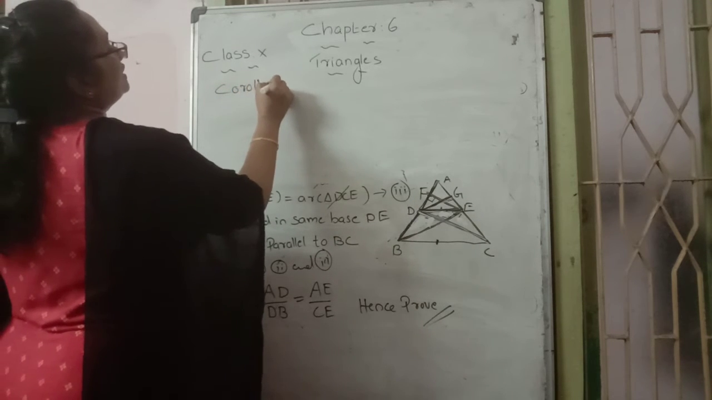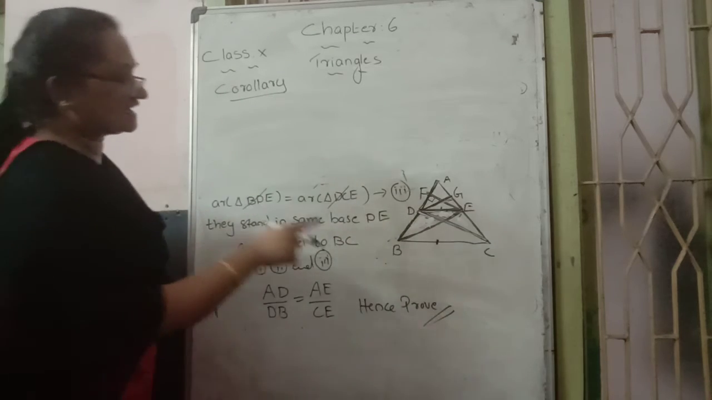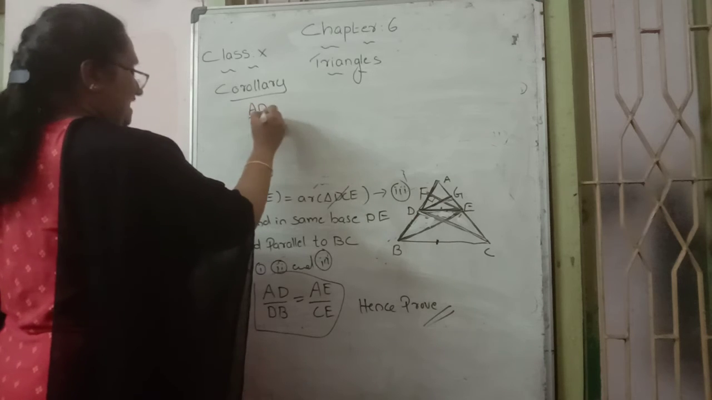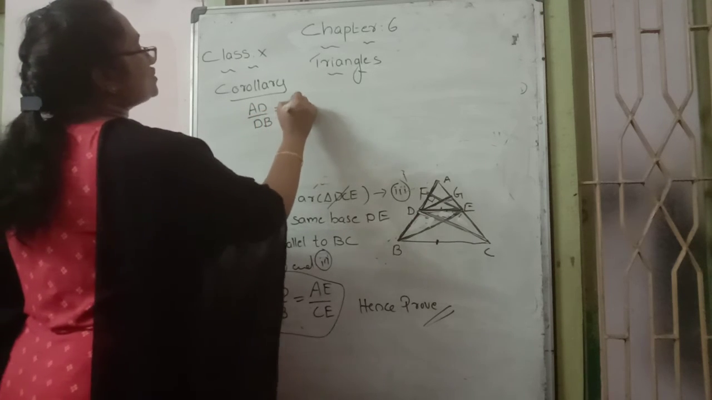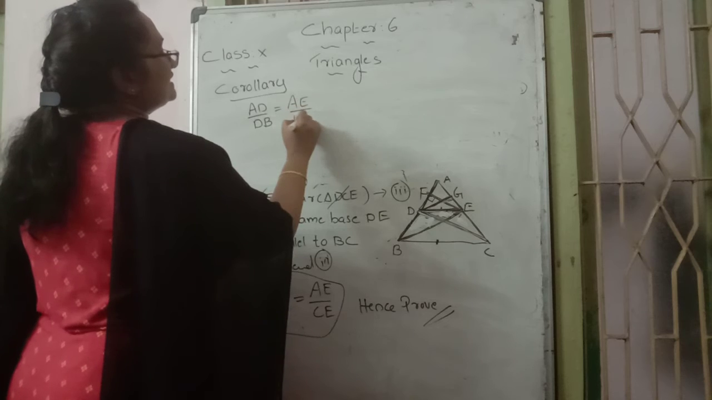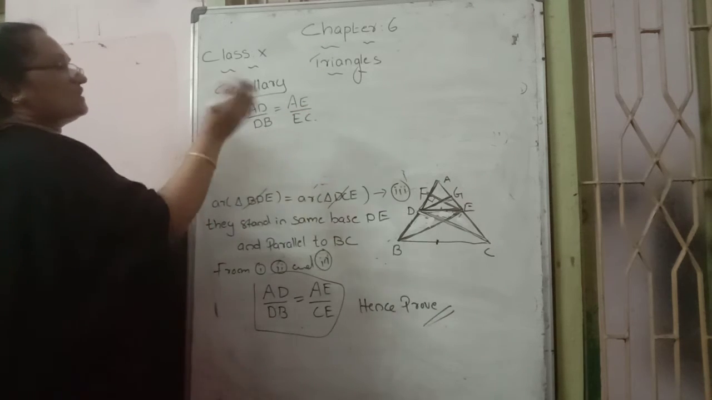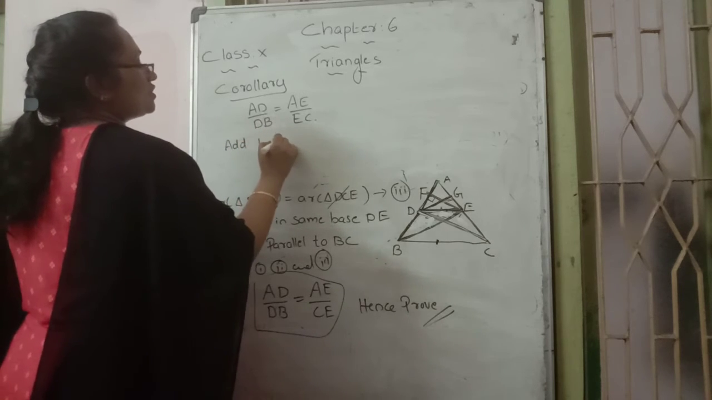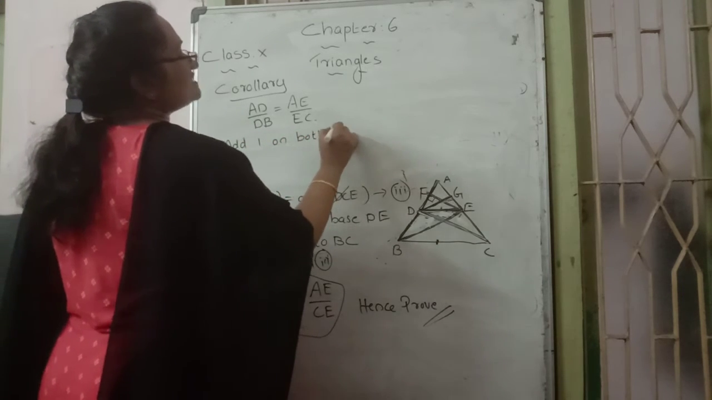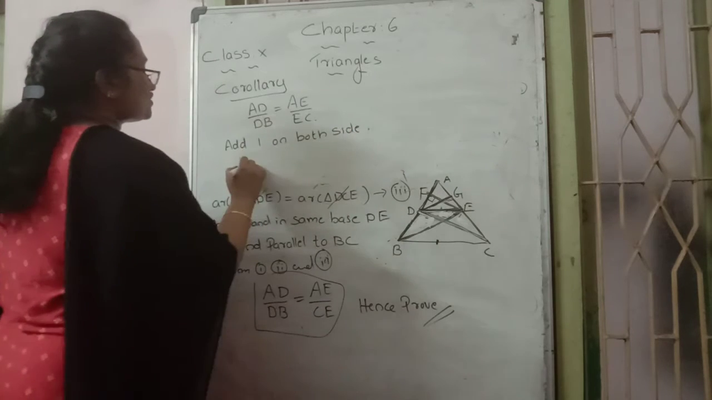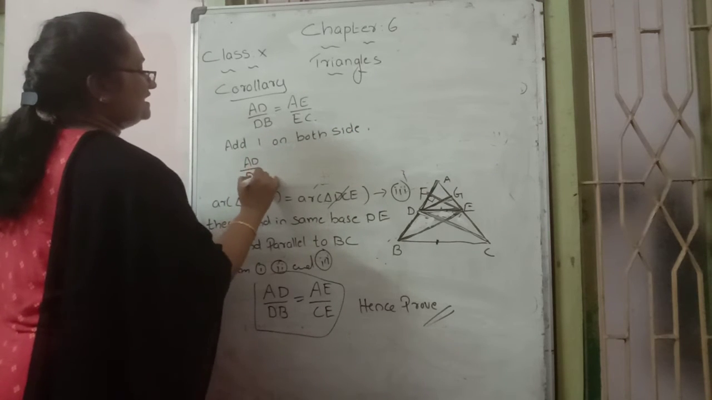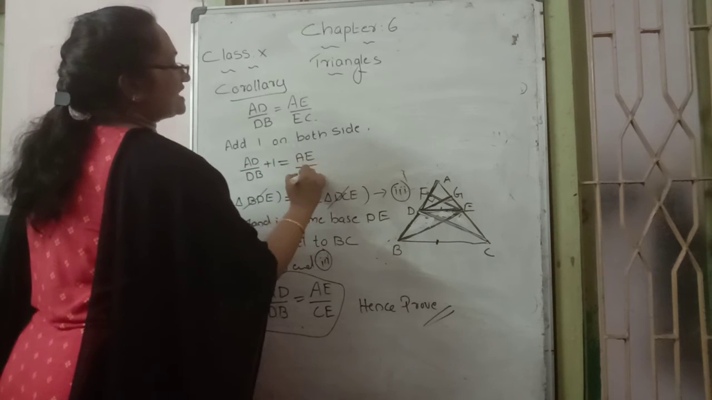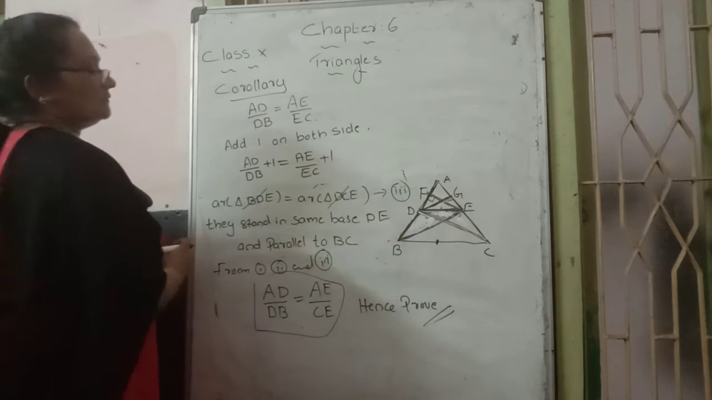Corollary part. How can we write? Already we proved this part. I take that one: AD by DB is equal to AE by EC. Then next what am I going to do? Add 1 on both sides of this ratio. So AD by DB plus 1 is equal to, on the right side also, AE by EC also added with 1.